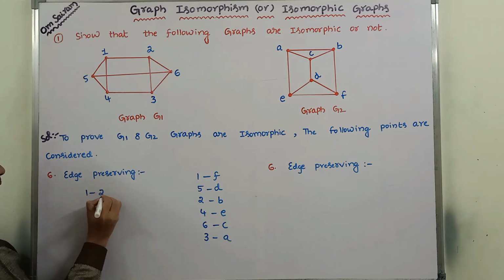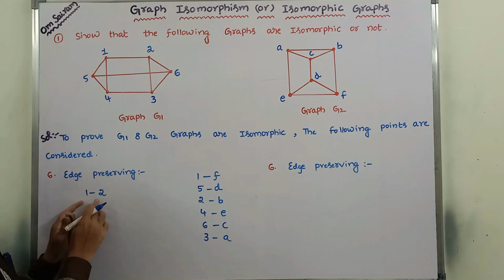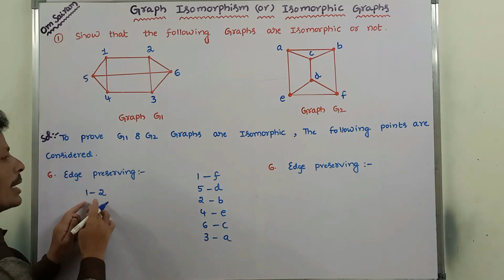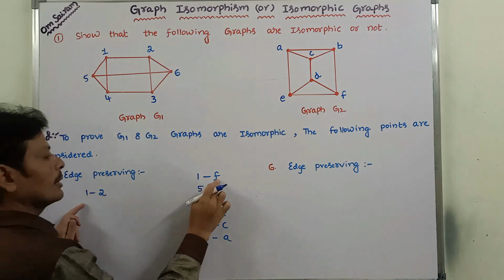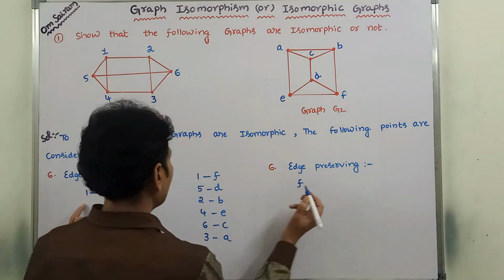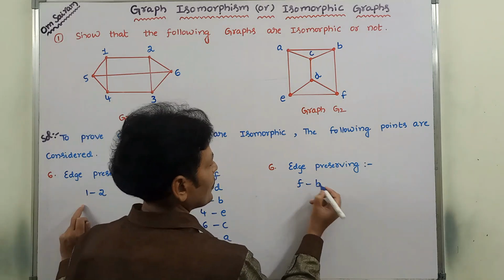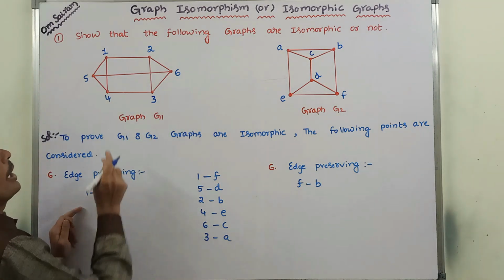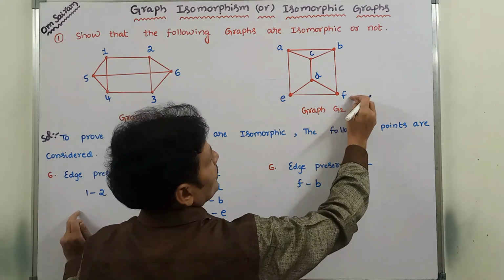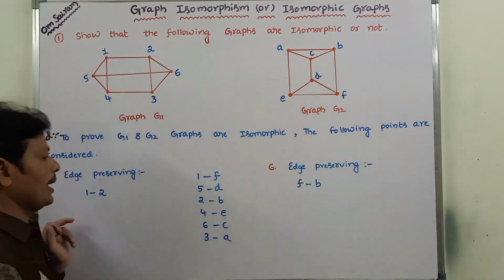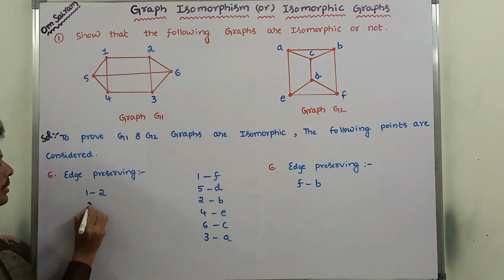First I am taking the 1 to 2 edge. That means there is an edge between 1 and 2. What is the corresponding edge here? 1 corresponding vertex is F. 2 corresponding vertex is B. So 1 to 2 edge correspondence is F to B.